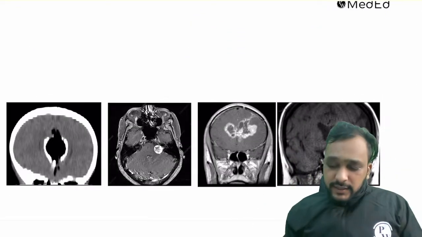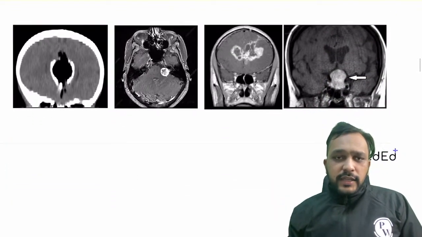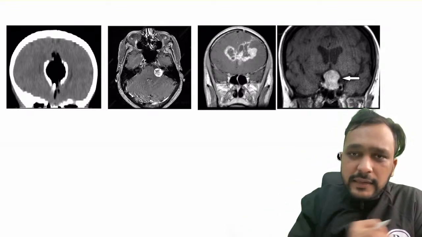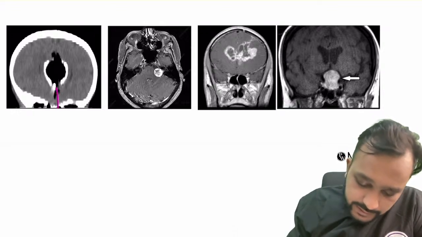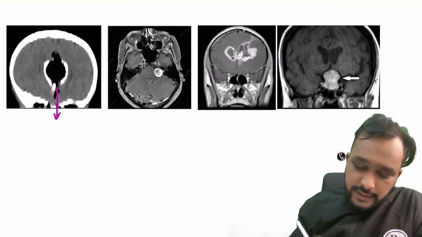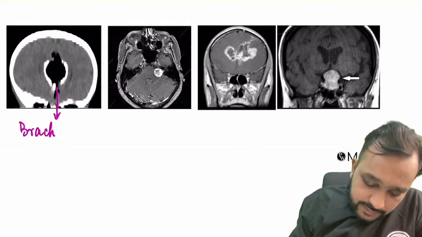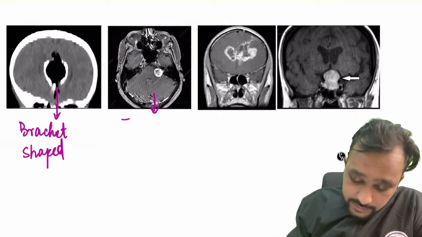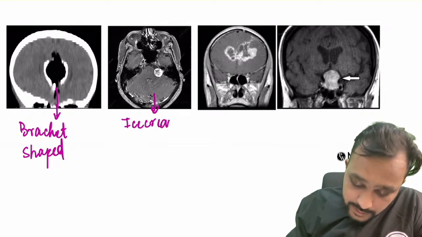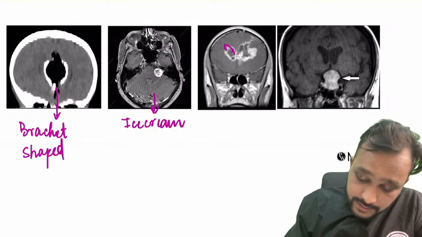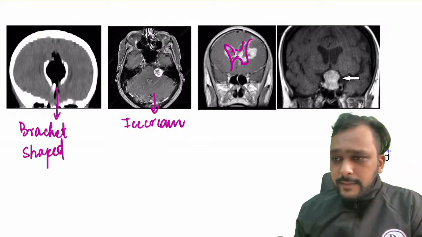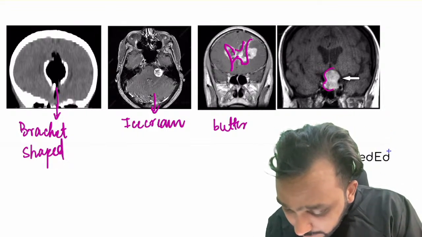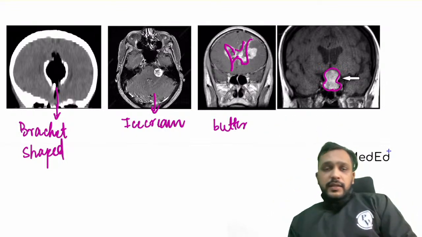Now talking about very important, okay, the named signs in brain tumors which you cannot leave out when preparing for any competitive exam. So can you tell me what are the named signs first? What I am showing you in the first image. In the first image we can see that there is bracket shaped calcification. In the second image we can see that there is an ice cream cone shaped tumor, and in the third image I can see that there is a butterfly shaped tumor, and in the last image we have a snowman shaped appearance of the tumor. So come on guys, very simple question.